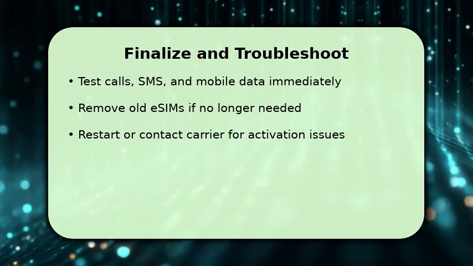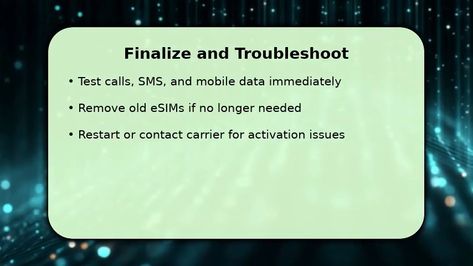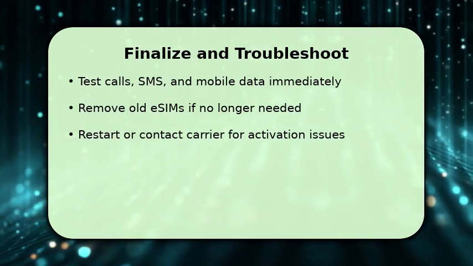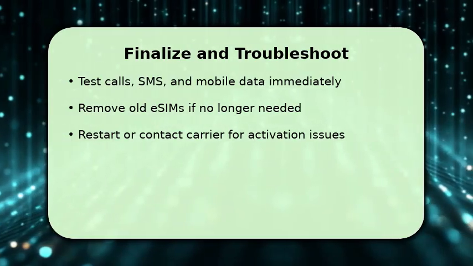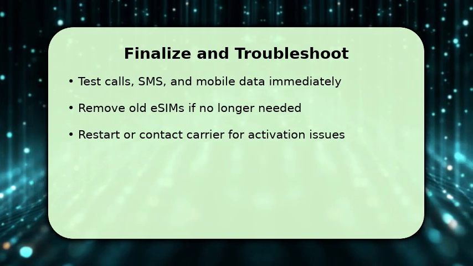One key troubleshooting tip: if activation fails, contact your carrier with the device IMEI and eSIM activation code ready. Many issues are resolved by carrier-side activation or reissuing the QR code.